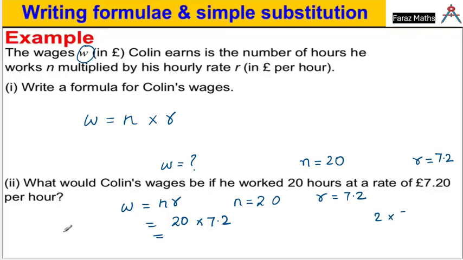We can easily multiply 2 with 7.2, that is 14.4. And if I add the 0, 20 times 7.2 would be 144. So the answer is 144 pounds. So W is equal to 144 pounds.